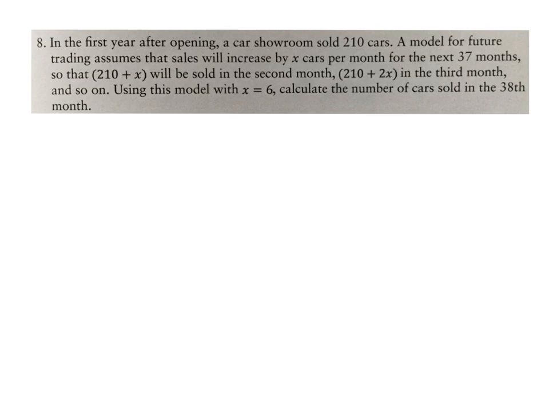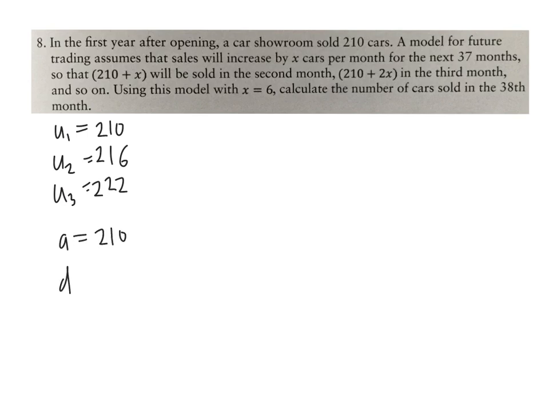So we'll start off with just what we have. The first term is going to be 210. That's how many sold in the first month. In the second month, it's 210 plus X, but X is 6. So we're just adding on 6 each time. And the third month, it's 210 plus 2X, so that's 210 plus 12. So that's 222. So from that, basically, you can see that your A, your first term, is 210, and your D is 6. It's increasing by 6 each time.